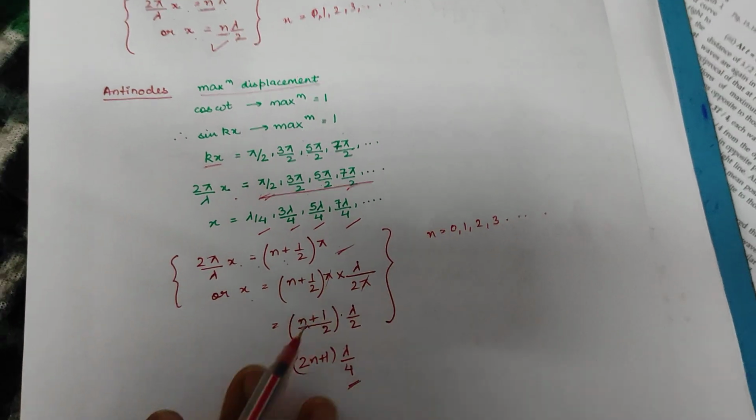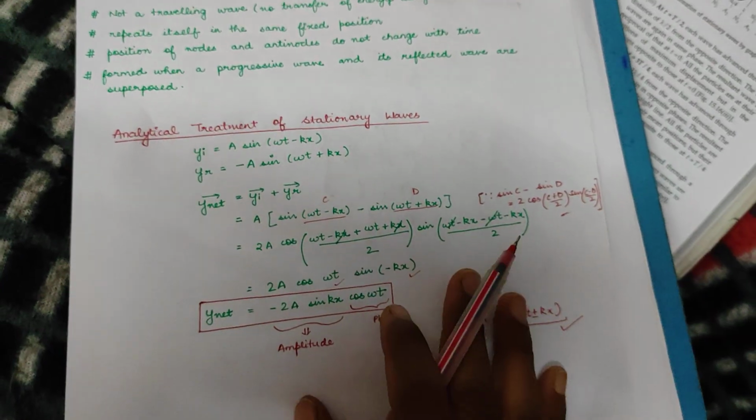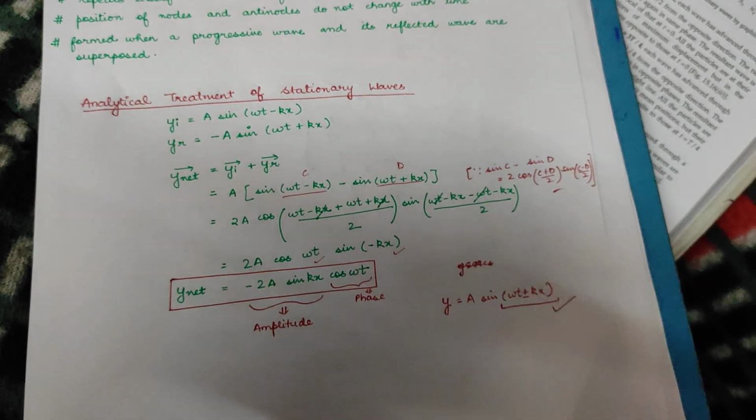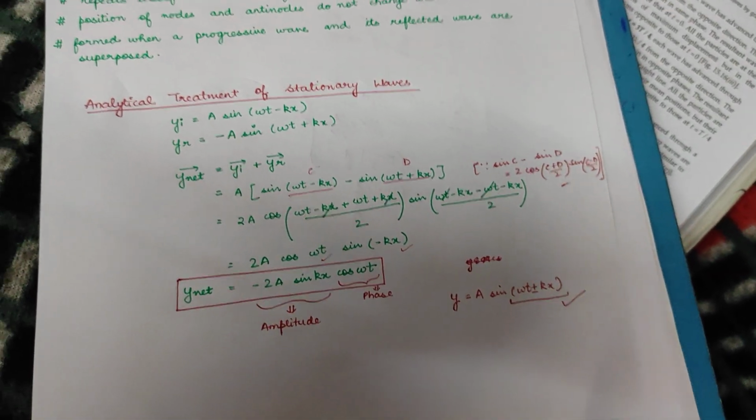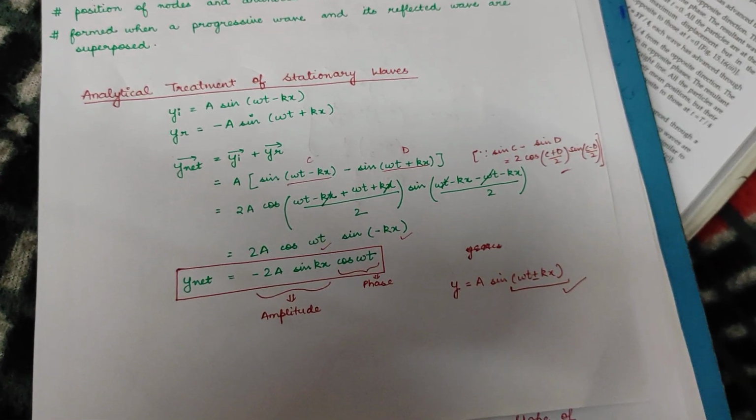So this is the analytical method for finding out the nodes and antinodes in stationary waves. I hope you all have understood this.